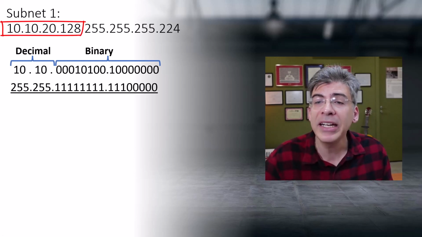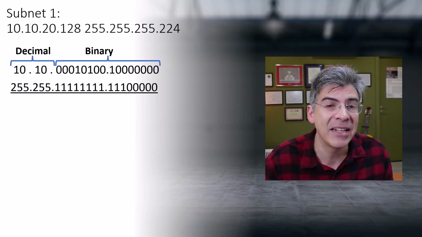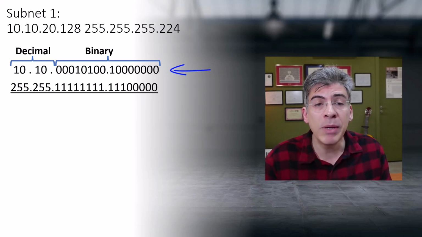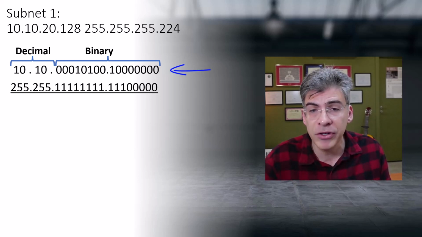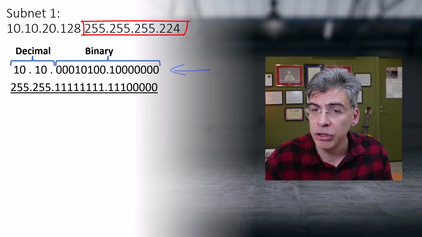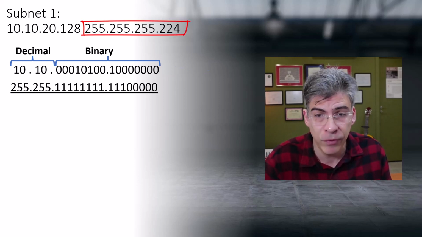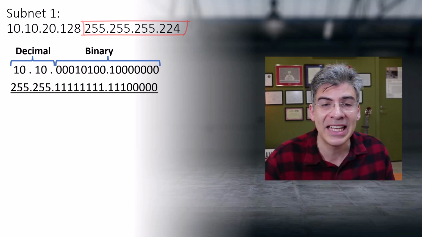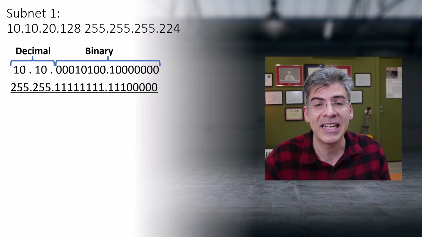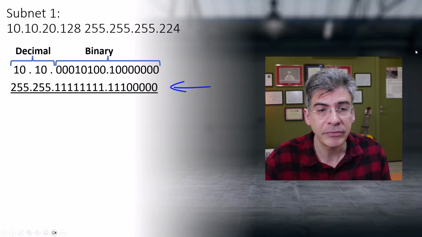Now to start subnetting, we take our initial address space of 10.10.20.128 and we'll write it out with the last 2 octets in binary, like so. Then we put in our subnet mask for our first subnet, which is 255.255.255.224, and we'll also represent this with the last 2 octets in binary, like so.